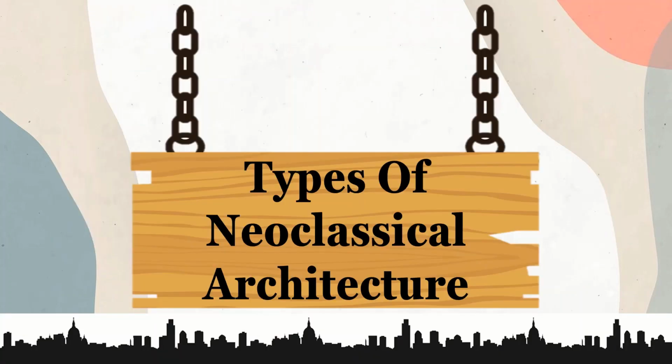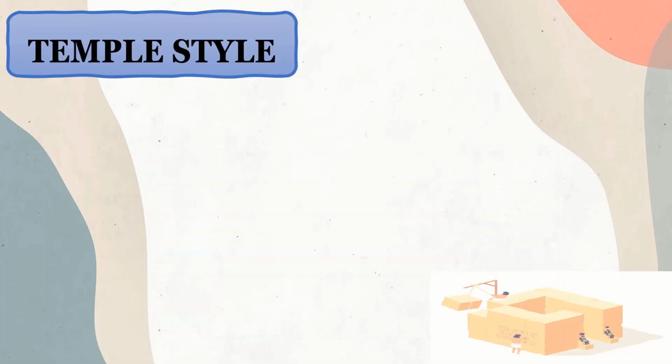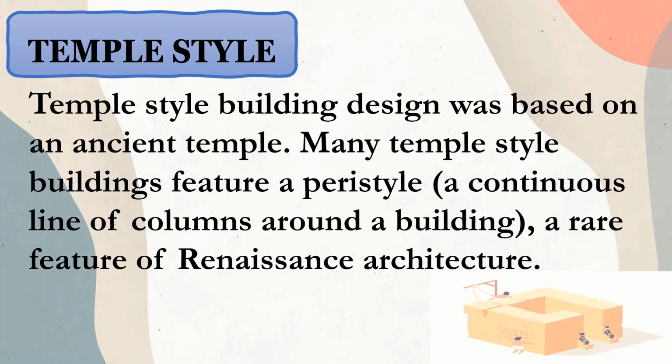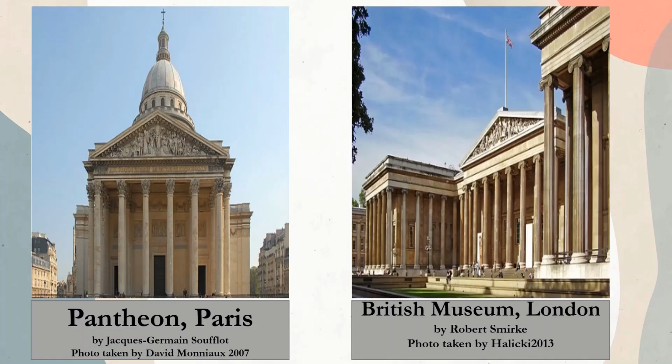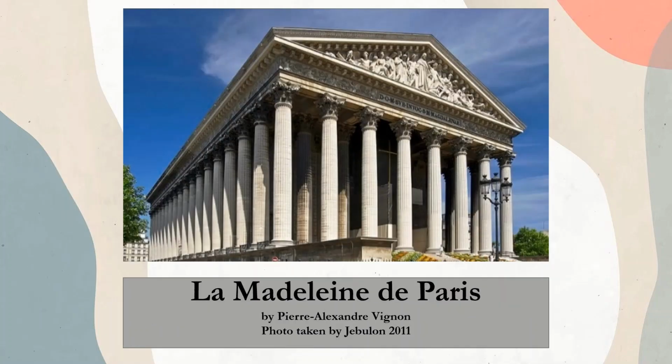Here, let's talk about the types of neoclassical architecture. First, we have the temple style. Temple style in building design was based on an ancient temple. Many temple-style buildings feature a peristyle, meaning a continuous line of columns around a building, a rare feature of Renaissance architecture. Here are some of the examples of temple-style buildings. We have the Pantheon in Paris, British Museum in London, and the Madeleine de Paris.